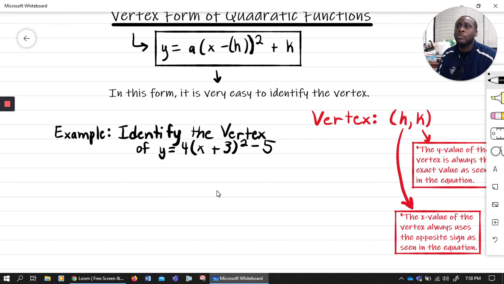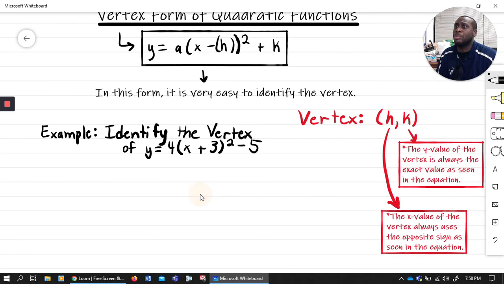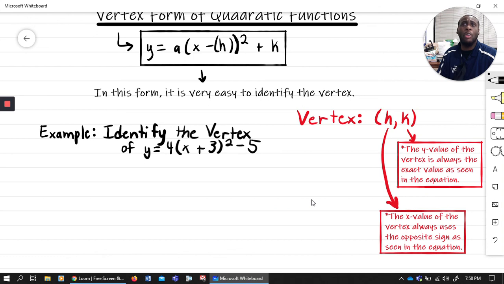Some of you can probably already tell me exactly what the vertex is right now, based on what I've told you: the y value of the vertex is going to come from the k in that equation, and it's going to be the exact value as you see it in the equation.